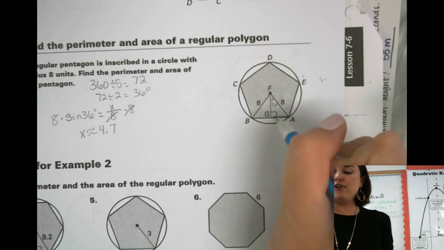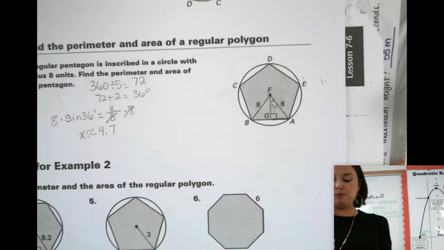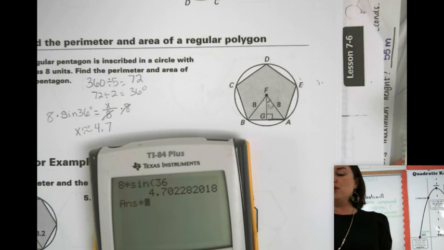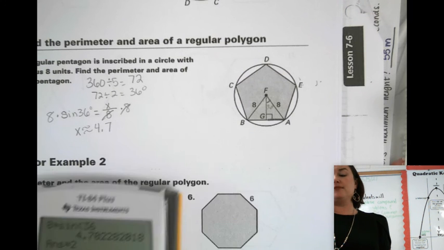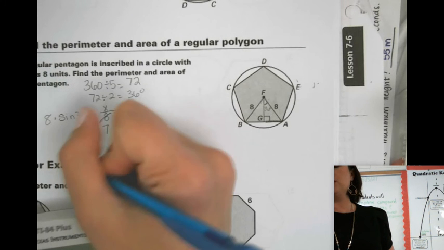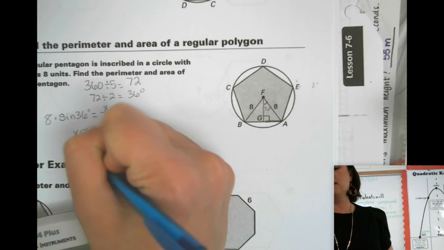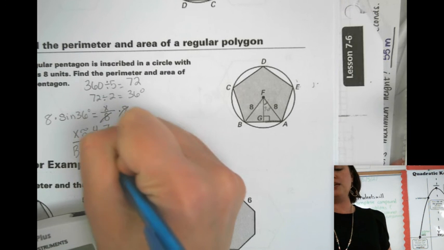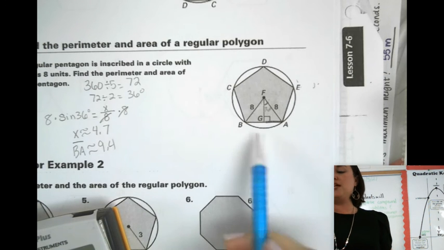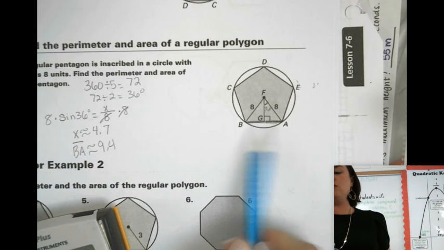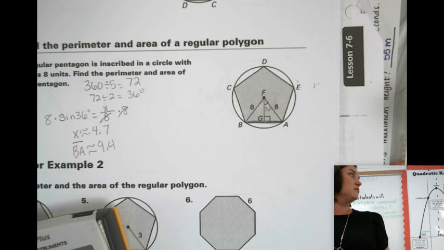Well, that's half of this piece over here, so I can multiply that by 2 to find out the whole thing, right? So we're going to say BA is approximately 9.4. Does everybody see that I've just found one of the side lengths of the pentagon? Well, why do we need that? Because we're trying to find the perimeter, and you can't find the perimeter without the side length.